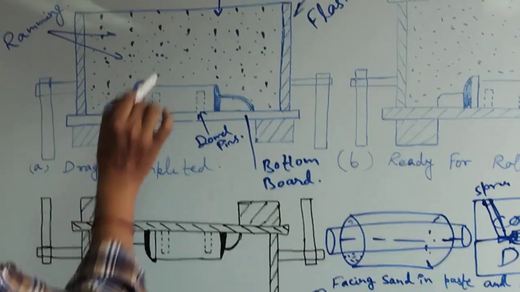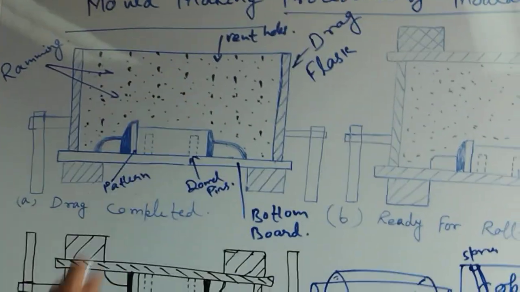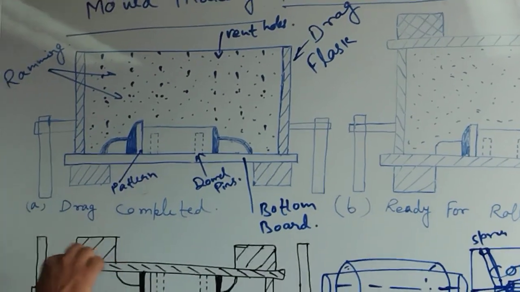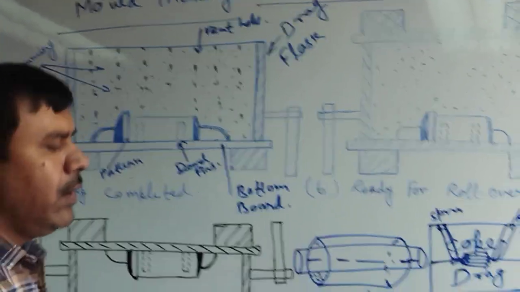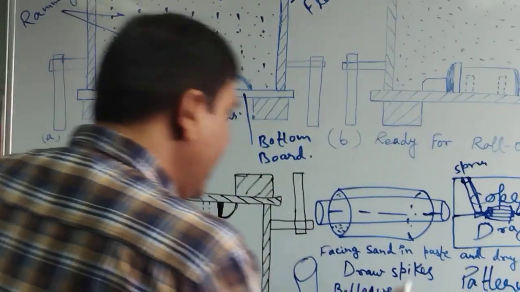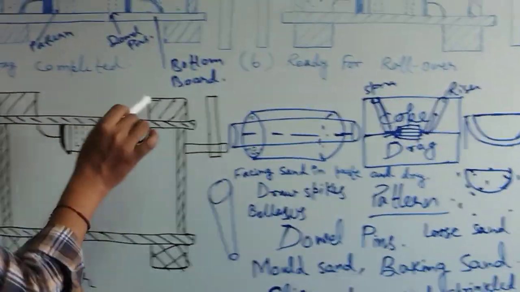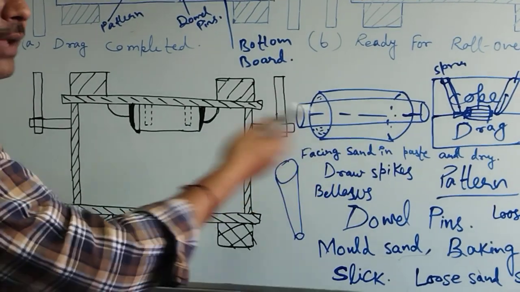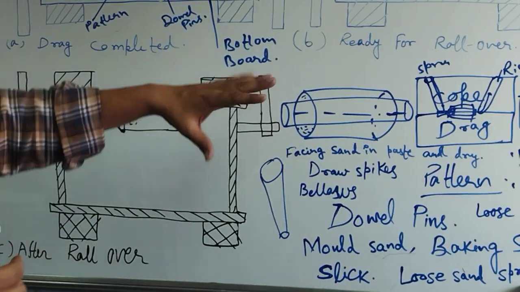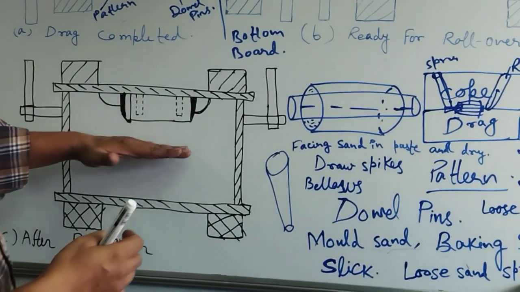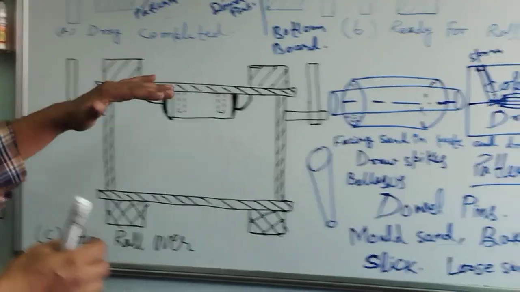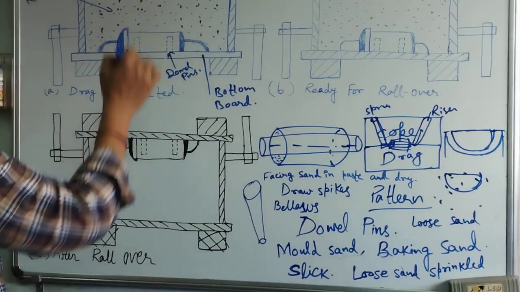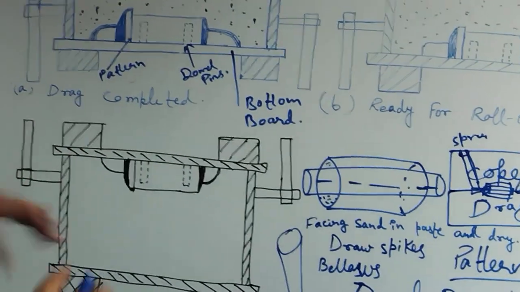Before placing the cope flask on this portion, first we sprinkle the facing sand. Dry facing sand is sprinkled, through which both parts can be removed easily. Dry facing sand is sprinkled all over the surface of the drag, in between the drag and cope flask surfaces.